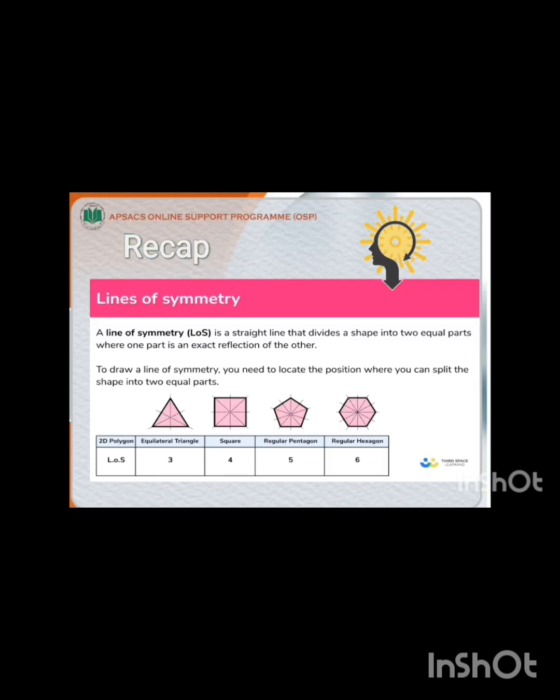Kids, now it's time for you to practice line of symmetry on your own. I hope you enjoyed the video and you can now easily draw the line of symmetry.